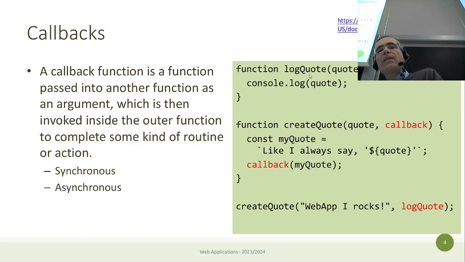And we pass this function logQuote as a second parameter to another function, createQuote, that I wrote myself in the example. But this could be a library function, some function that somebody else wrote, like in a package, the DGS package, the SQLite package, whatever package you use in your project. So you pass the reference to the function, logQuote, that you wrote yourself to implement some kind of behavior. And the function that receives the one that you wrote uses it.